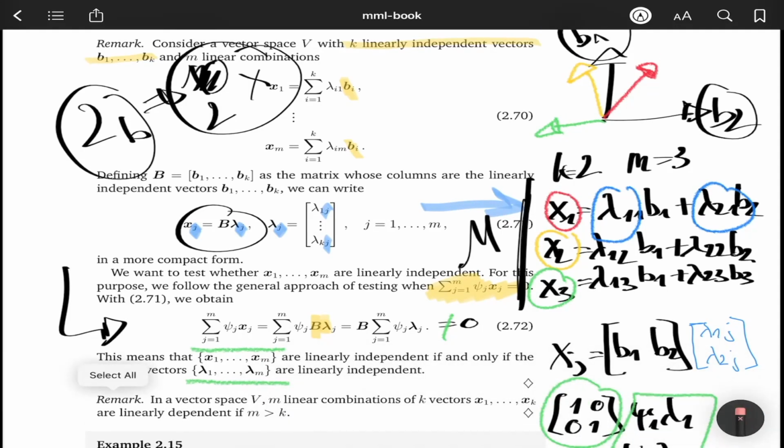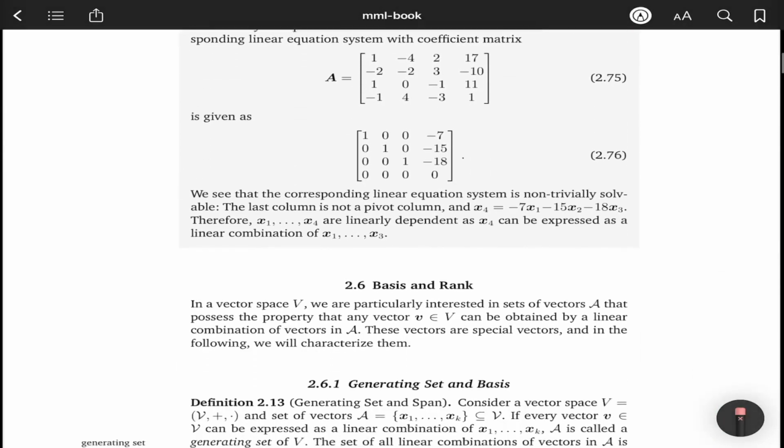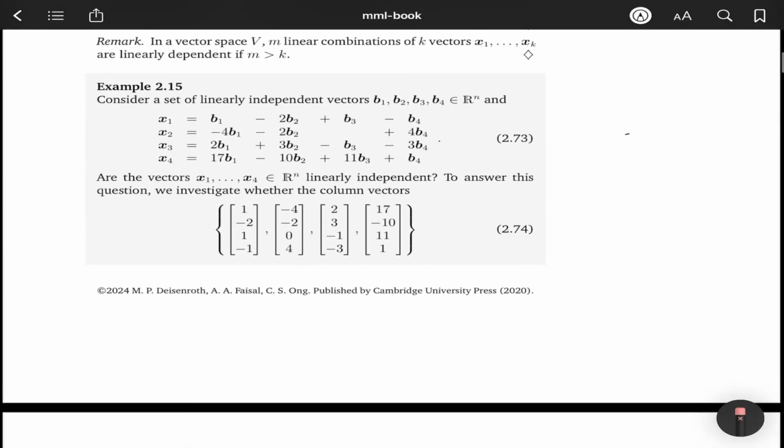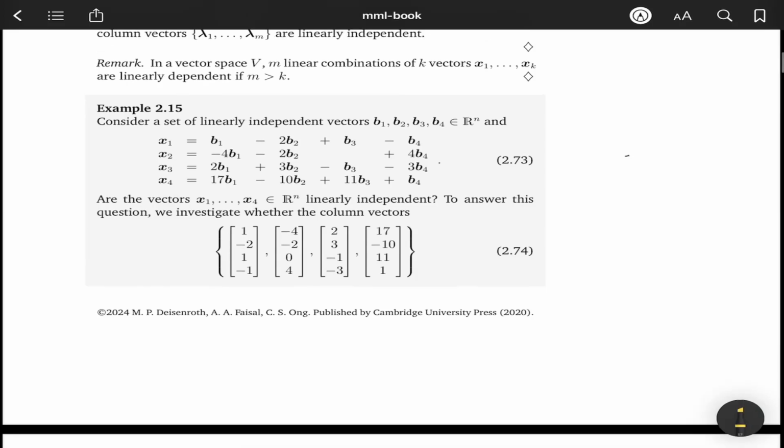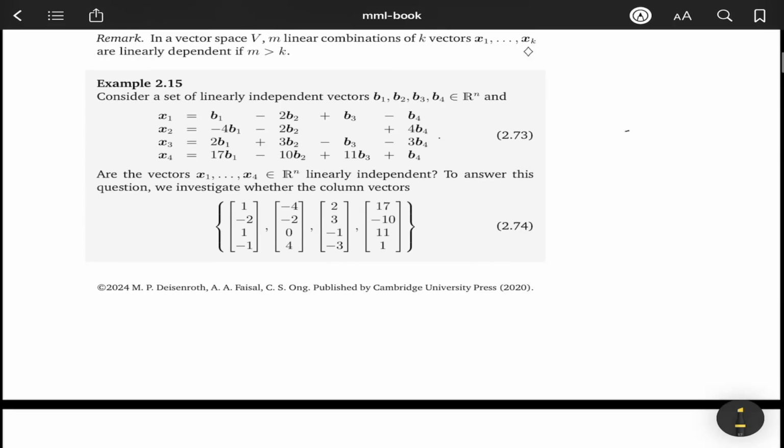Okay, makes sense. So we have one more example left. Let's do that. Consider a set of linearly independent vectors b1 to 4 in Rn space. What they're doing is now they construct four vectors and they scale b's up and down. Now the question is, are the vectors x1 to 4 linearly independent?